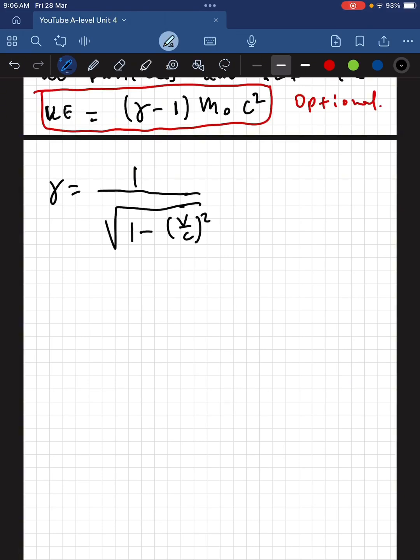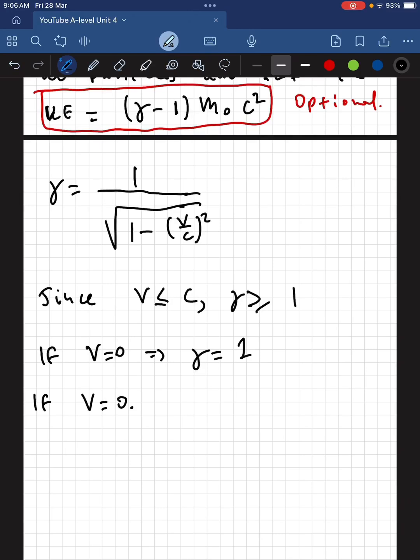Since v is less than or equal to c, gamma is always greater than or equal to 1. So if the speed of a particle is 0, then gamma is 1. If the speed of a particle is, say, 0.5c, or 50% the speed of light, then gamma is 1 over the square root of 1 minus 0.5 squared, since the c cancels. So gamma ends up being 1.15.